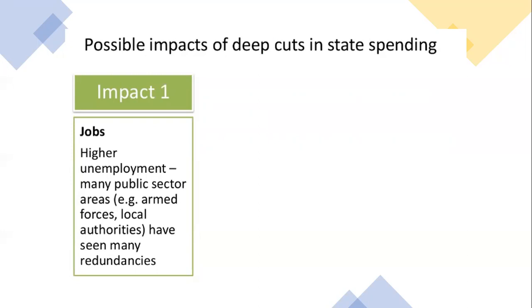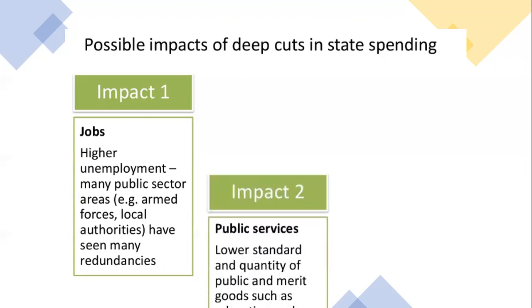It could mean that many public sector areas, for example, the armed forces and local authorities, have seen many redundancies. We have seen a large number of redundancies in the public sector. There is still a public sector operating, still providing a service, but we've seen reduced services in some cases. Public libraries, for example, have seen large numbers of redundancies. So governments might look at, can we really afford this? And can we afford maybe to pull that form of government spending?